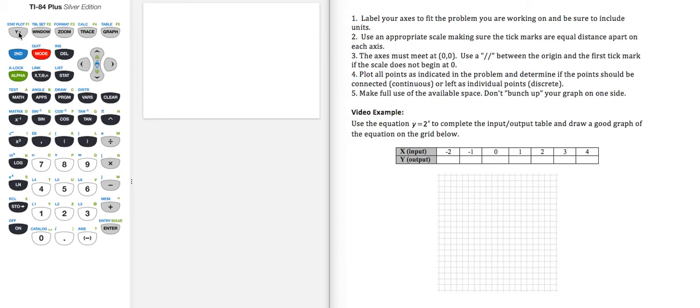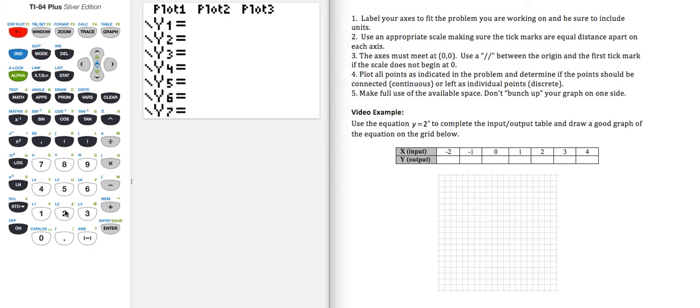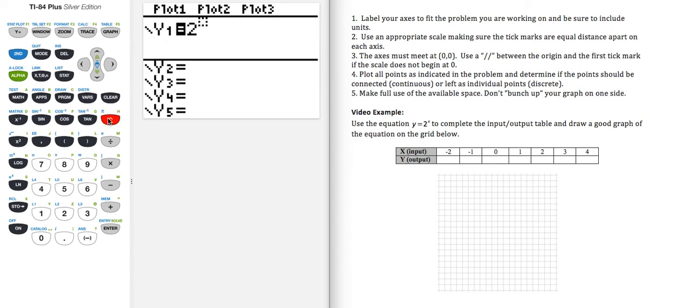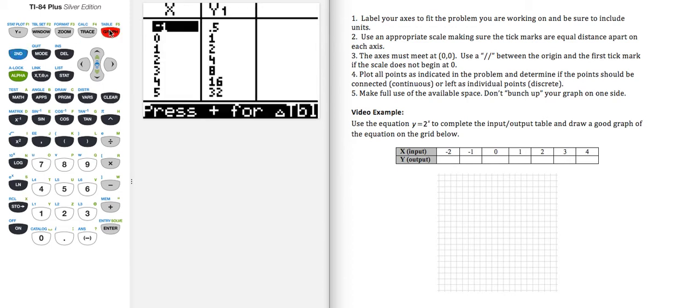So I'm going to go to my y equals, and I'm going to enter 2 and a caret, and then I'm going to enter x, which is right here with this button. Then I want to go to my table, which is in the blue, so I need to press 2nd and then graph, which gets me to table. My table starts at negative 1.